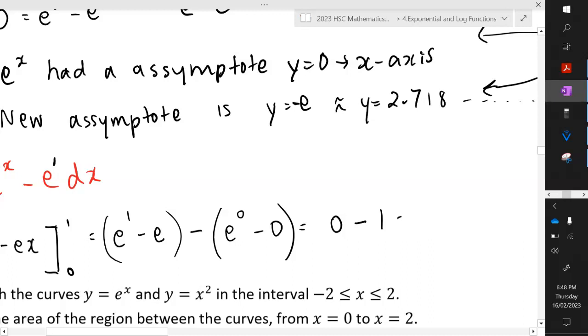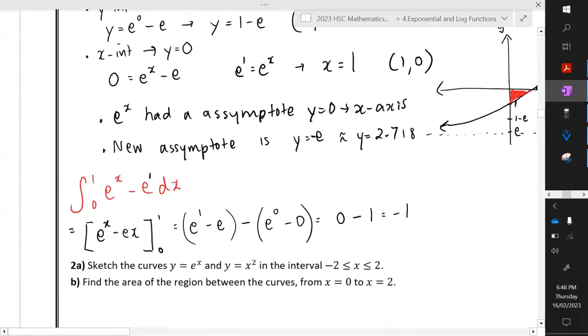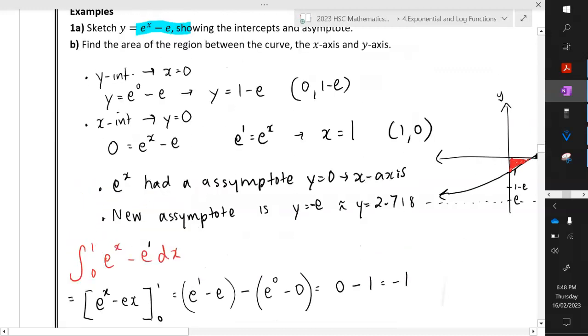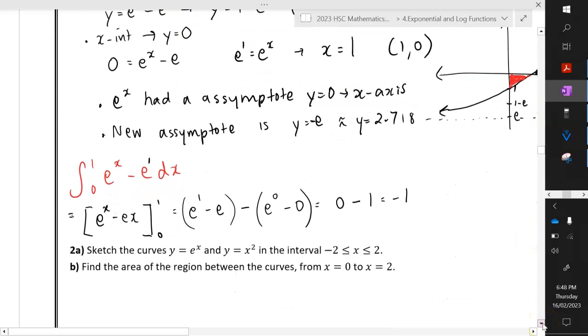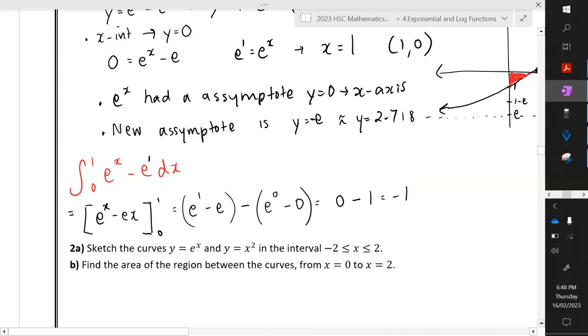Okay, which is equal to minus 1. Now, minus 1 is the answer for the integral, but we want to find the area. So what we want to think of is a value that, yes, the minus tells us that that area of 1 is below, but we want to have 1 unit squared as our solution. Okay, let's have a look at the second one.